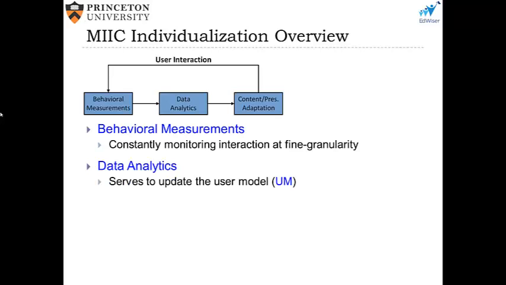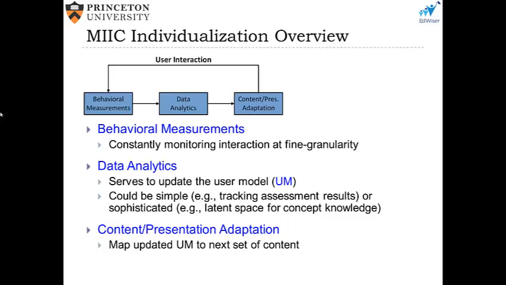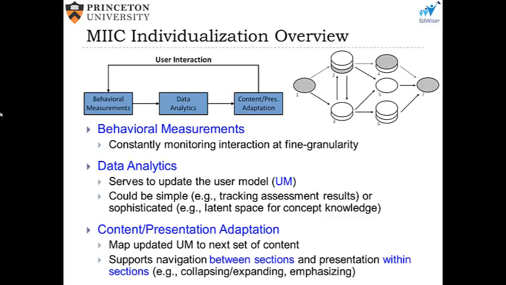The purpose of data analytics is to build and maintain a low-dimensional user model for each student, which is updated based on the measurements collected. Methods of implementing this could be simple, such as tracking assessment performance, or more sophisticated, such as applying factorization techniques to extract a latent space for the concept knowledge. Finally, the updated user model is mapped to the next set of content to be presented. MIIC supports two types of content adaptation: navigation level, which is determining which section of content to visit next, and presentation level, which is dynamically adjusting the content within the section itself.